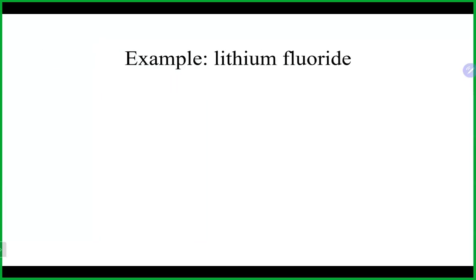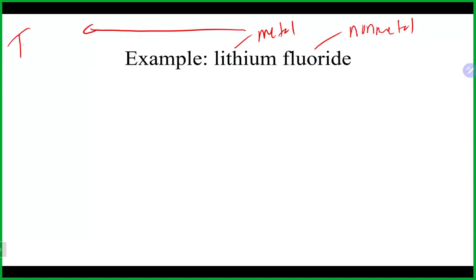So let's take a look at an example here of lithium fluoride. When you're trying to determine what you're dealing with, you should think about what types of elements you have going on here. Lithium is a metal. Fluorine, or fluoride, is a nonmetal. With that combination, that should tell you this is going to be ionic, and we're not going to get a sharing of electrons. We're actually going to get a transfer of electrons.